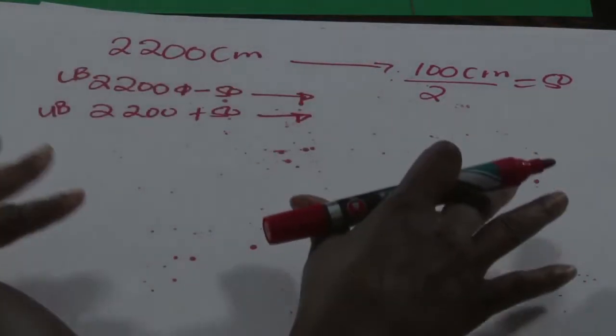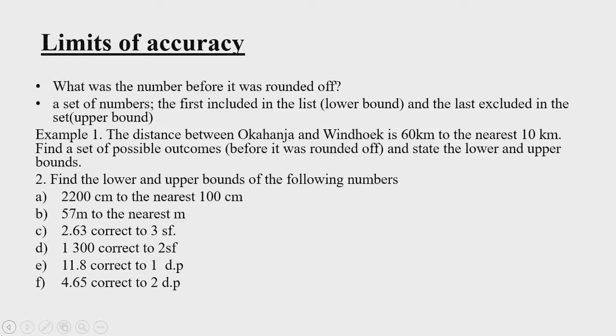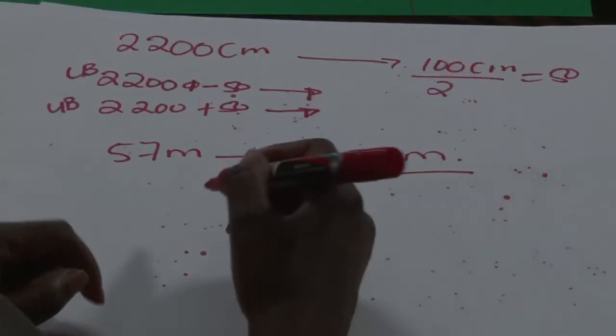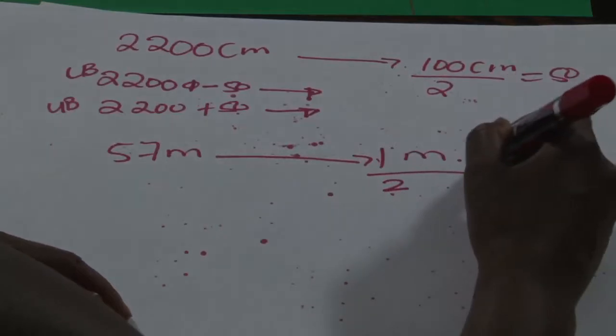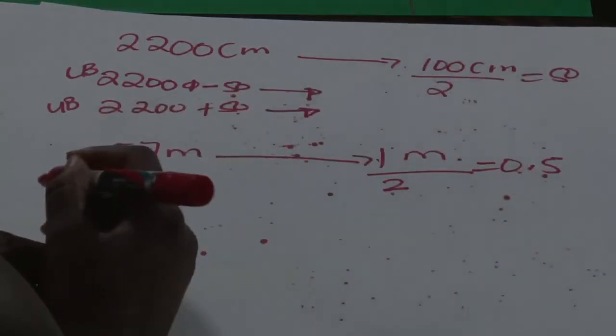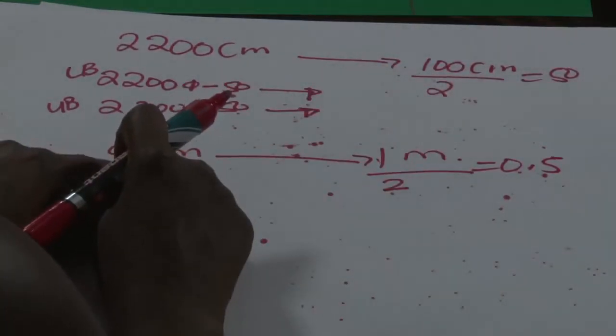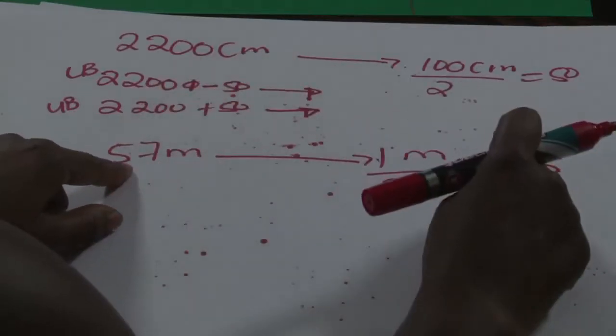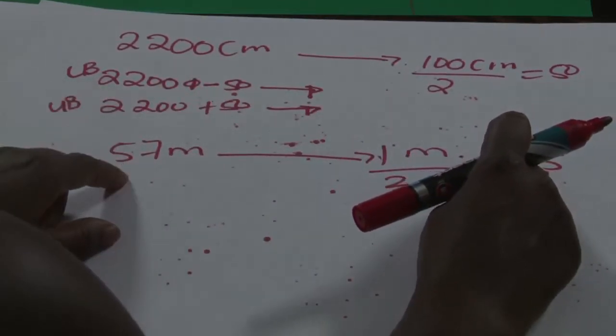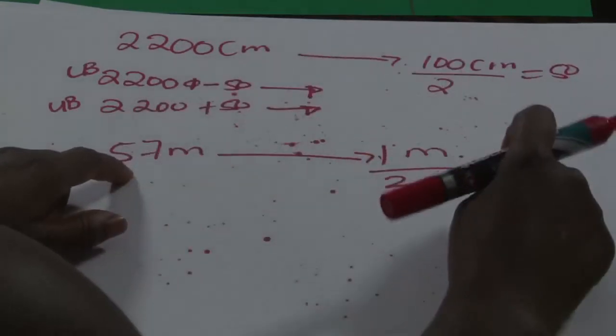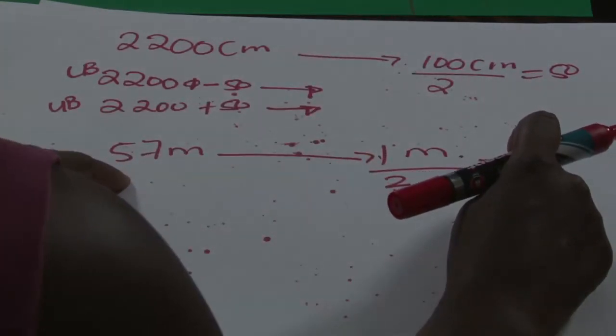Okay, the next one is 57 meters to the nearest meter. How many meters are there? There's only 1 meter. So it will be 1 divided by 2, which gives us 0.5. To get the lower bound, subtract: 57 minus 0.5. To get the upper bound, add 57 plus 0.5. Then you get your answer.